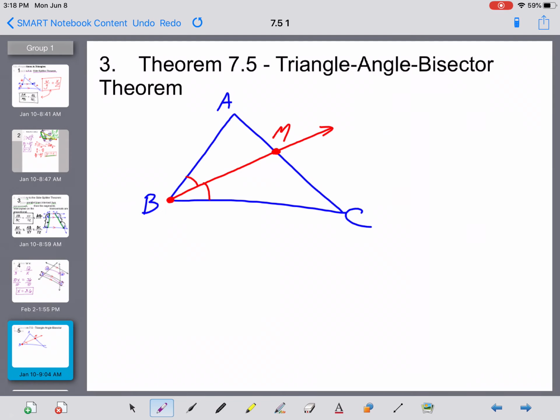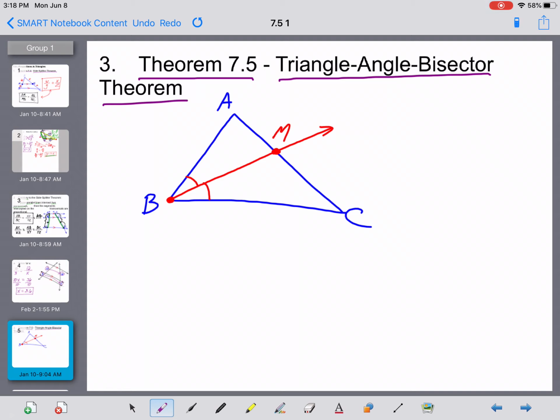All right, and the second theorem, really the third big idea we have to talk about today, is theorem 7.5, and it's called the triangle angle bisector theorem. This one isn't as obvious that it uses similar triangles. If we wanted to actually prove this theorem, we could walk through it, but in my experience, nobody really cares why it works. If that bothers you and you'd love to see an explanation, let me know. I'll be happy to work through the proof for you. But here's what it says.